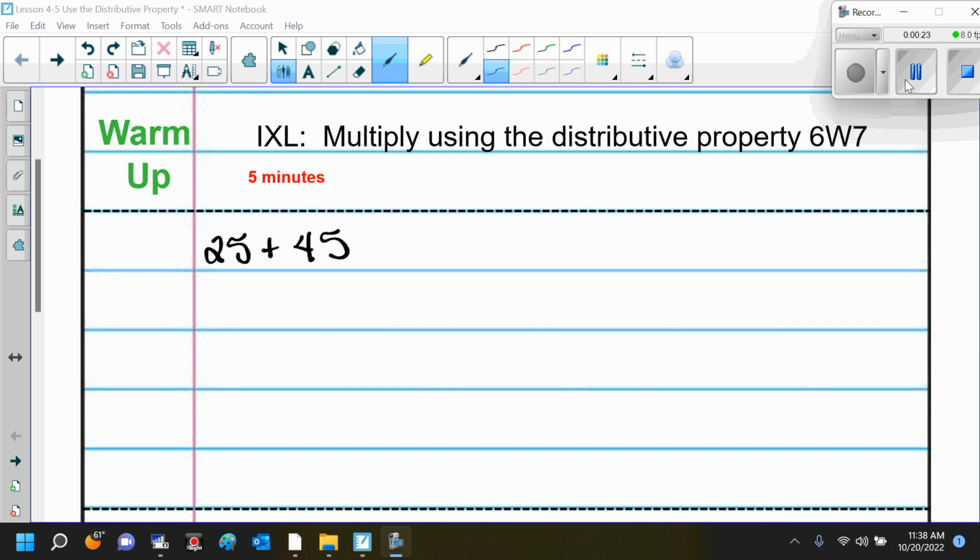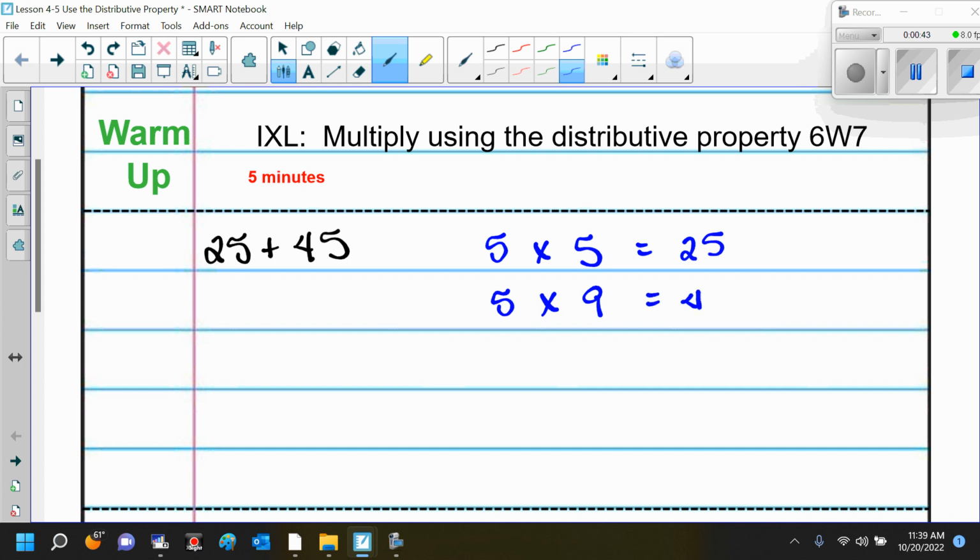So on the warm-up, let's say we're doing 25 plus 45. You were multiplying 5 times 5, right? And for 45, you were multiplying 5 times 9. So this was 25, and this was 45, and then you added those together to get 70. Is everybody with me? Yeah. So we were multiplying the same number.